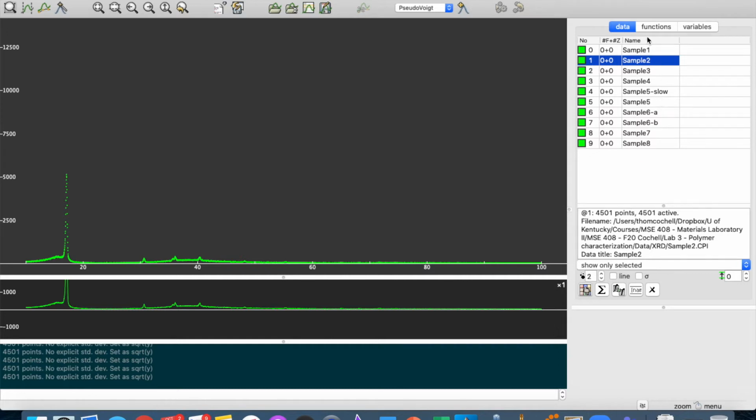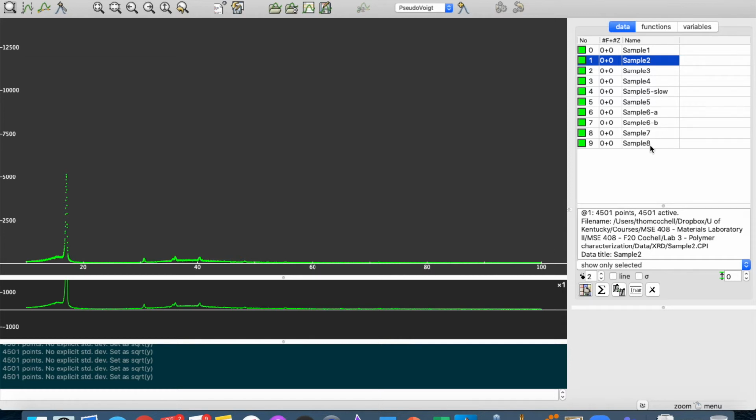You'll see over here in data, I've got sample 1, 2, all the way to 8, which is what we have for the polymer lab. The peak fitting process is the same as before. How you fit a background and find the peaks, all of that is the same. The main difference is that these are polymers, as opposed to the metals we had in the XRD lab, and so the pattern can look quite a bit different in some cases.